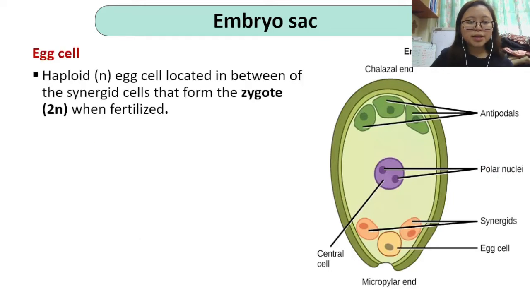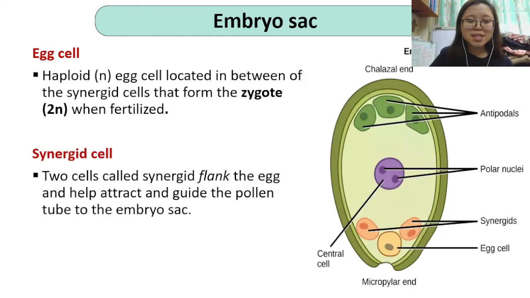Okay, and the third cell in the embryo sac is the egg cell. This is a haploid egg cell located in between of the synergid cells that form the zygote when fertilized. So this is the egg cell, the yellow colored one.